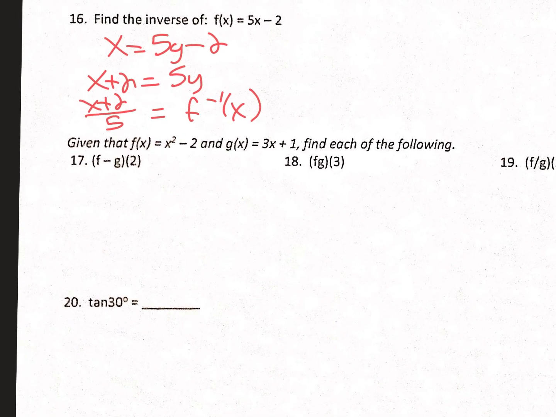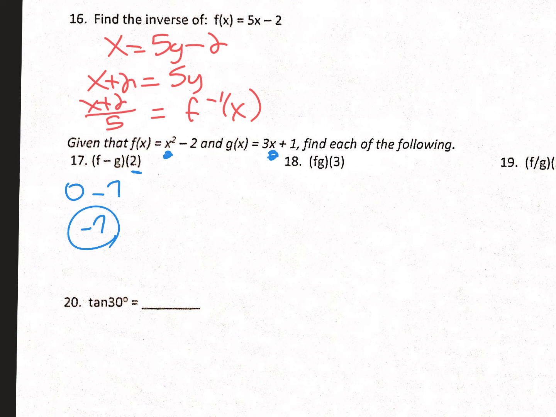17, f minus g of 2. My advice is take that 2 and plug it into f and into g and see what we get. When I plug it into f, I get 2 squared minus 2, that's 0. When I plug it into g, I get 3 times 2 is 6, plus 1 is 7, so I'm doing 0 minus 7, which is negative 7. That's all there is to it.